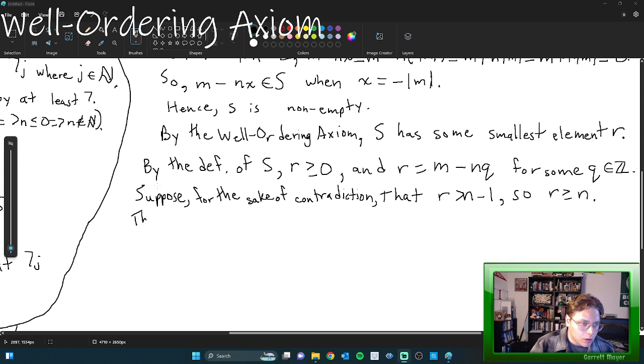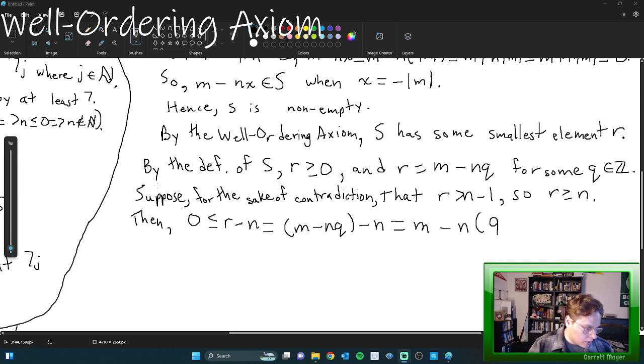Then we already know that 0 is less than or equal to r, but if r is greater than or equal to n, we can subtract this n from both sides, and we can see that r minus n is greater than or equal to 0, which means that m minus nq minus n is also greater than or equal to 0. And this means that m minus n times q plus 1 is also greater than or equal to 0.